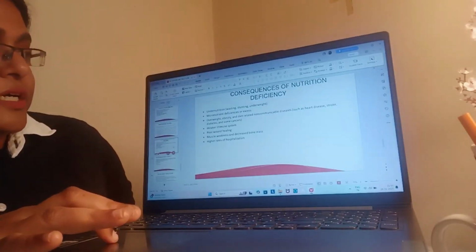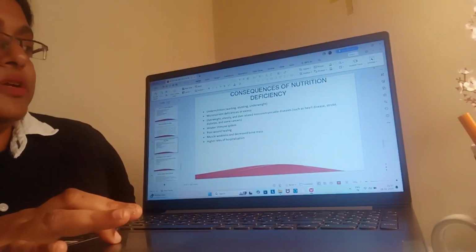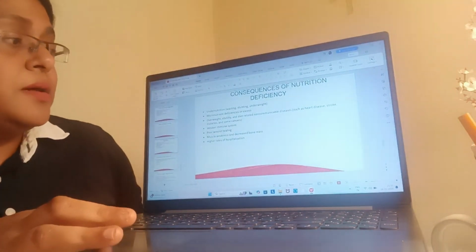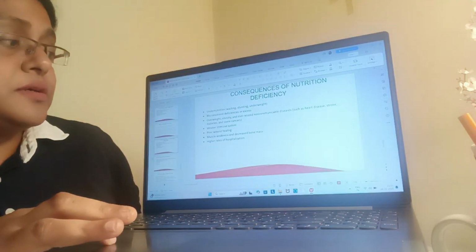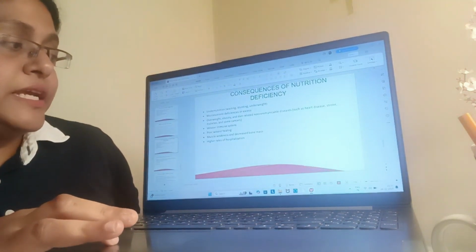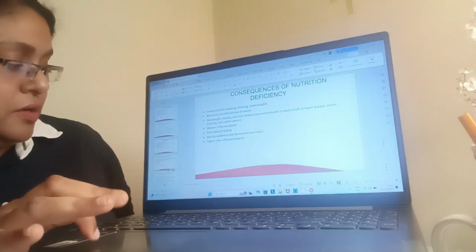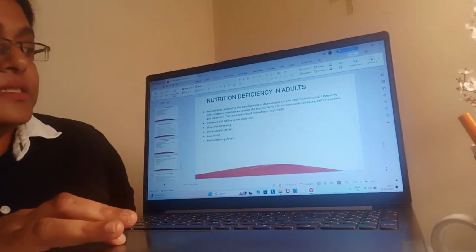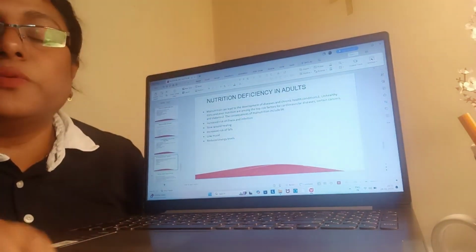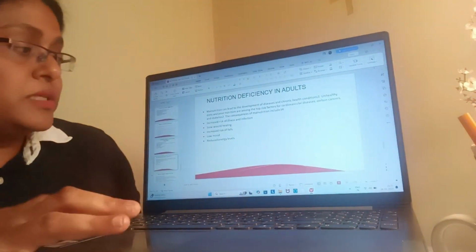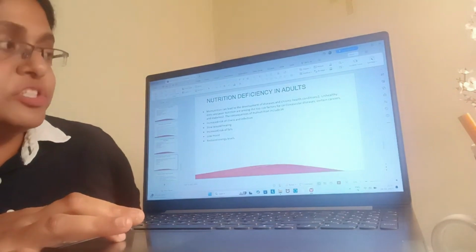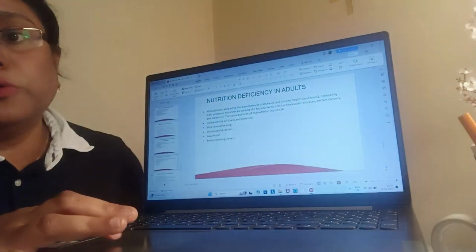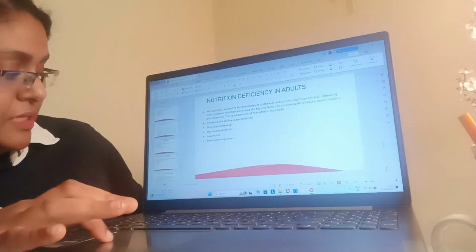We have already discussed the consequences of nutrition deficiency: undernutrition, sometimes overweight or obesity, a weaker immune system, poor wound healing, muscle weakness, and a higher rate of hospitalization. So malnutrition also affects adults. We can't concentrate in our work. That is really happening due to nutritional deficiency, as well as slow wound healing, increased risk of falls, low mood, and reduced energy levels.